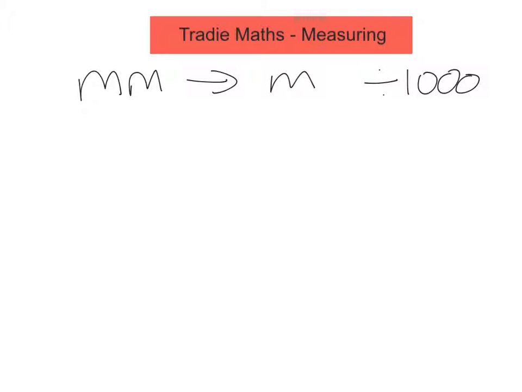Now we're going to go the opposite direction. We're going to go from meters to millimeters. To do that, we multiply by 1,000. And that's because you need a bigger number to count the millimeters. They're not very big. You need lots of them if you're going to count them. So let's have a look at another example.